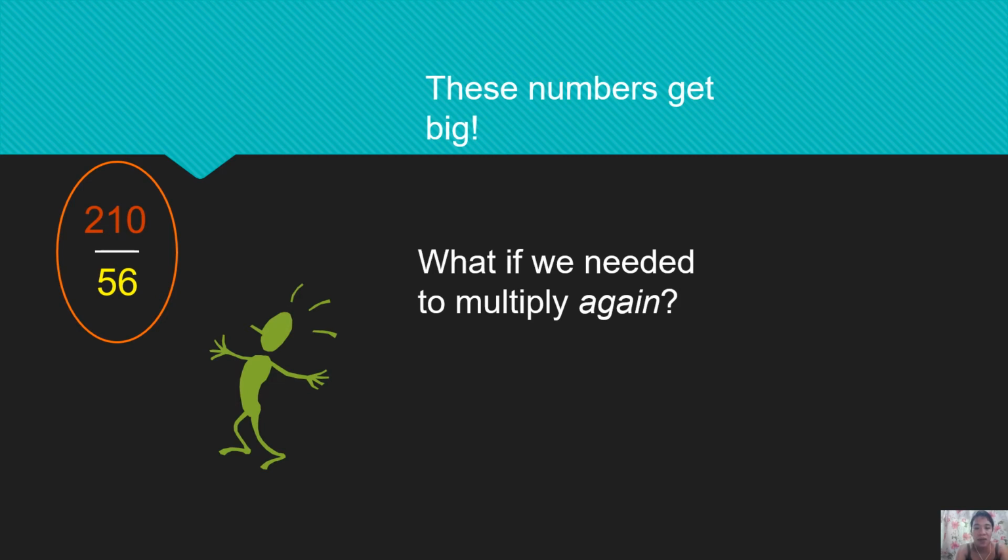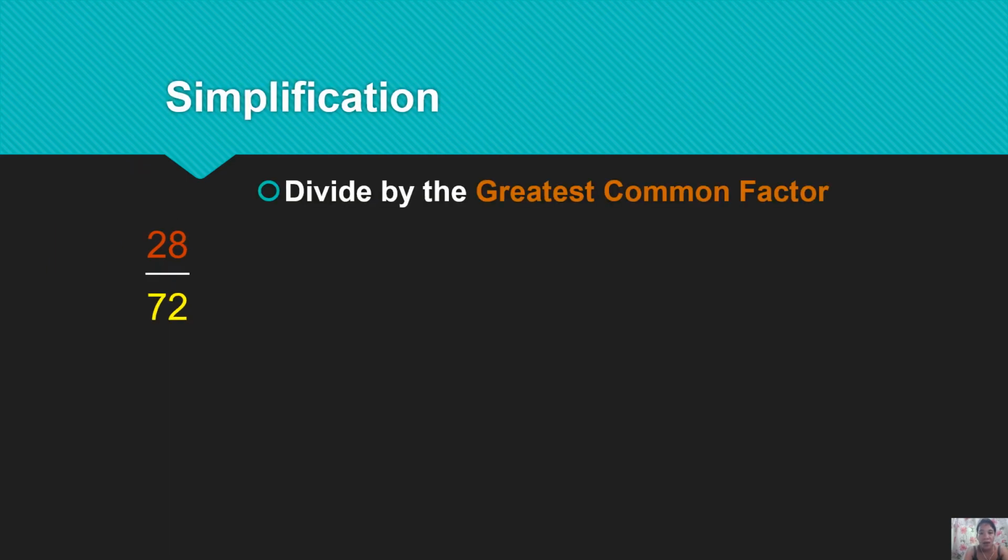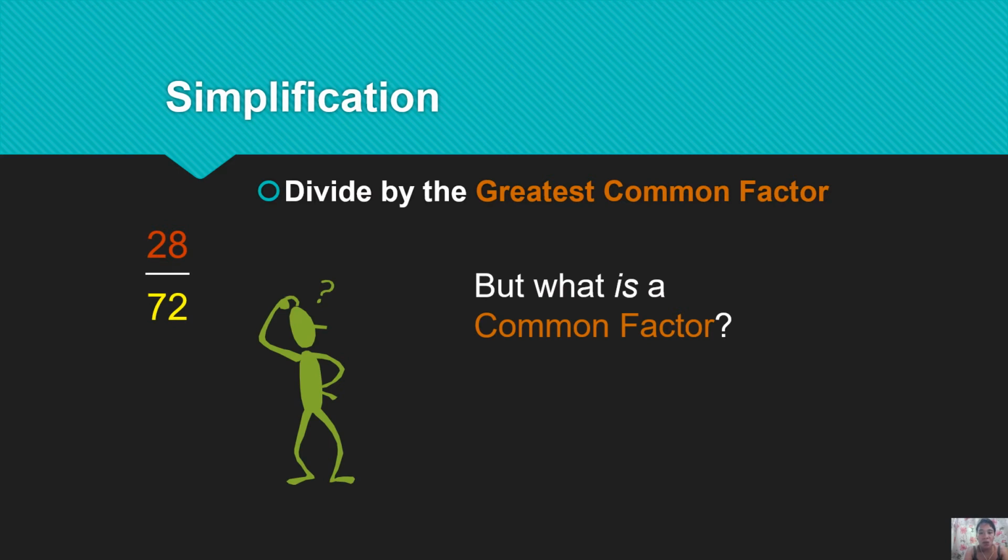This 210 over 56. So let's make the fraction in the simplest term, so it will be easier for us to use in the next, for example, we're going to multiply or divide or what. So we have to deal with it in the simplest term. How? Okay. We have our answer ganina, 28 over 72. So divide by the greatest common factor. But what is a common factor?